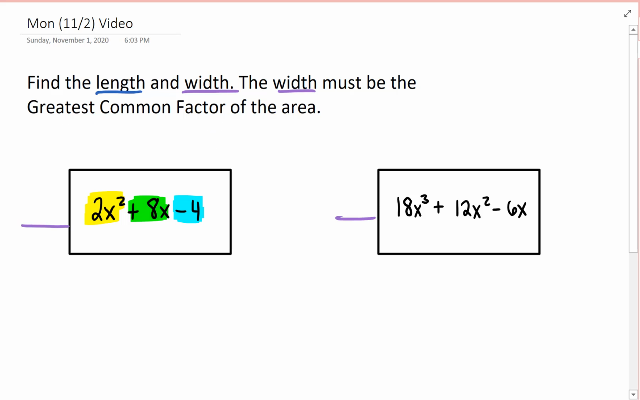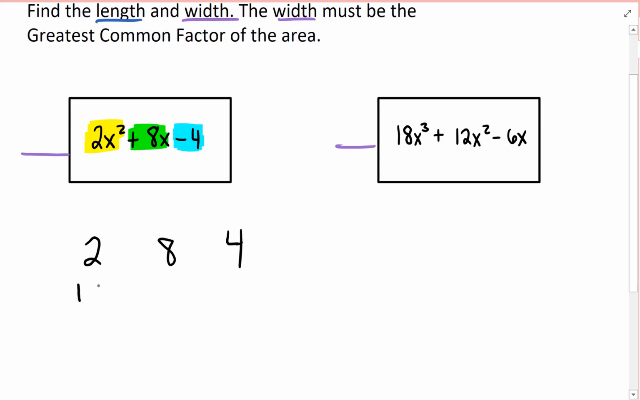So now we're going to look at those numbers, 2, 8, and 4. What are the factors? The factors of 2 are 1 and 2. The factors of 8 are 1 and 8, 2 and 4. And the factors of 4 are 1 and 4, 2 and 2. What's the greatest number that goes into all 3 of those? Well, that is just 2. So 2 is our GCF. Is there an x as a part of our GCF? No, because not all 3 terms have an x attached. All right, we know the width now. Can you find the length?